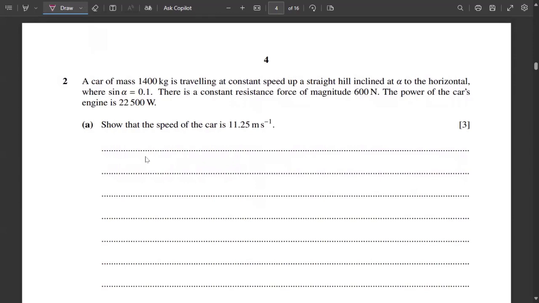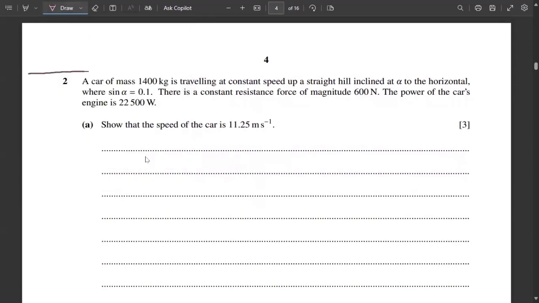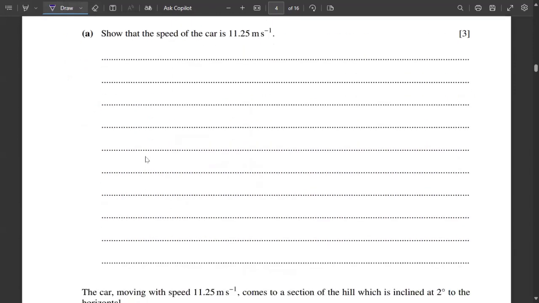A car of mass 14,000 kg. Let's start drawing the diagram right away. Let's draw this car without wheels. A car of mass 14,000 kg is traveling at a constant speed. Okay, no need. Oh, so that's what I call being in a hurry. I did not read the question. I started making a diagram. Straight up a hill, inclined at angle alpha. So the diagram will look something like this.